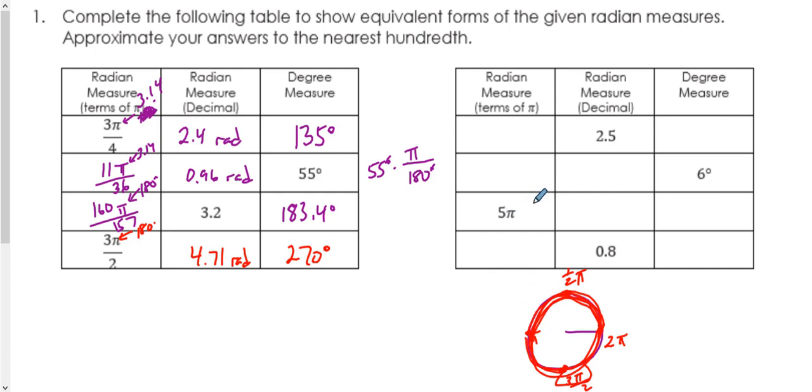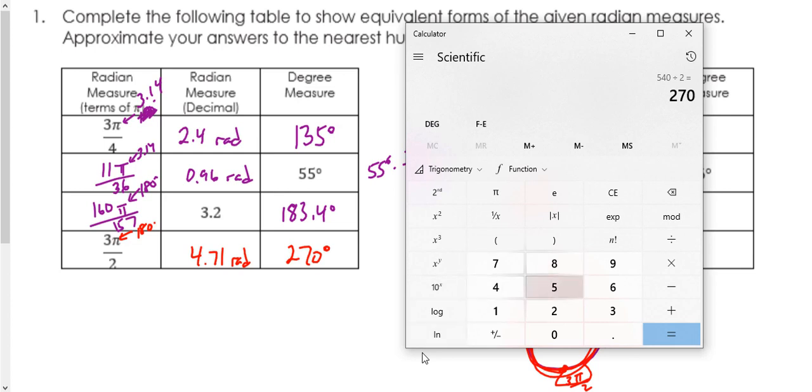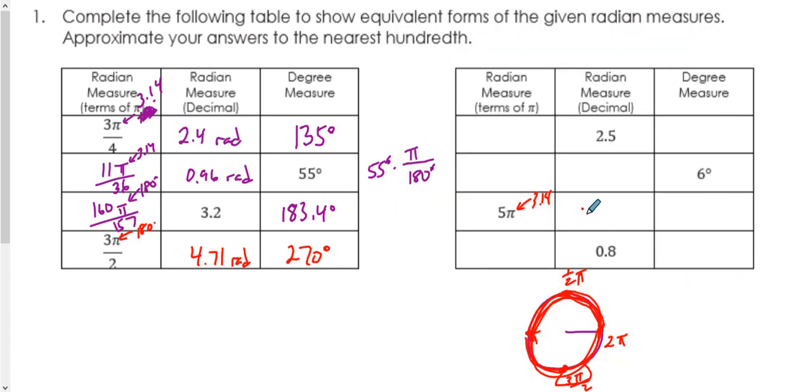Okay, so again, to convert this into radians as a decimal, this just needs to be 3.14. So 5 times 3.14 gives us about 15.7 radians.